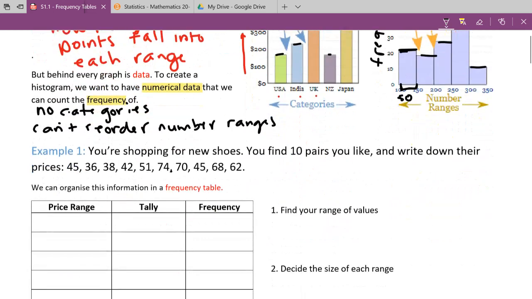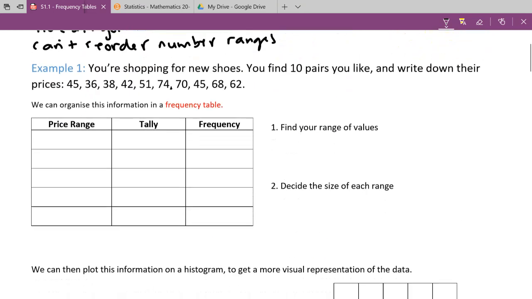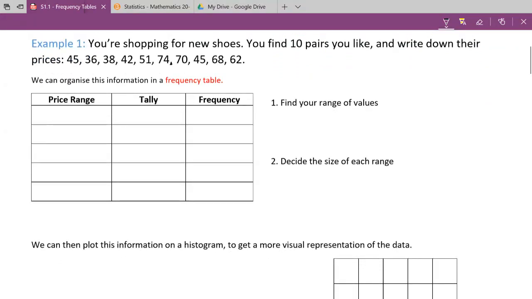So let's look at an example to see what this looks like. You're shopping for new shoes and you find 10 pairs that you like, and you write down all of their prices. So we're going to organize this information into what we call a frequency table. It's just a little chart that tells us the frequency of these numbers. To start off with a frequency table, we need to have different ranges so that we can find the frequency. I want to say how often do shoes between this price and another price show up.